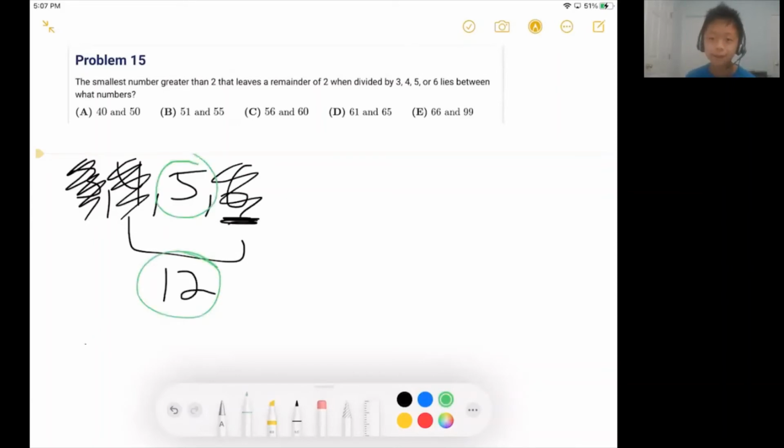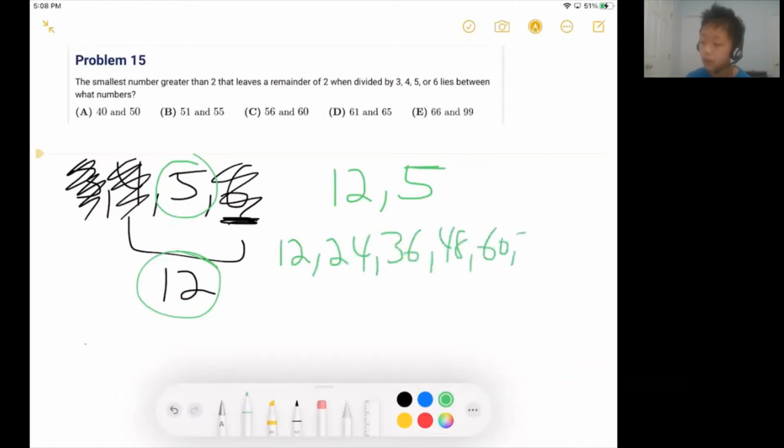Let's bring the 5 back in, because we can't ignore it forever. So what's the smallest positive integer that is divisible by both 12 and 5? One way to do it is to list out the multiples of 12: 12, 24, 36, 48, 60, 72, and so on. And we can go one by one to check which ones are divisible by 5.